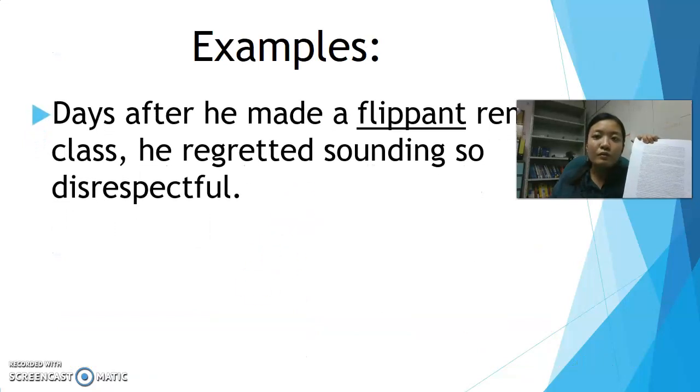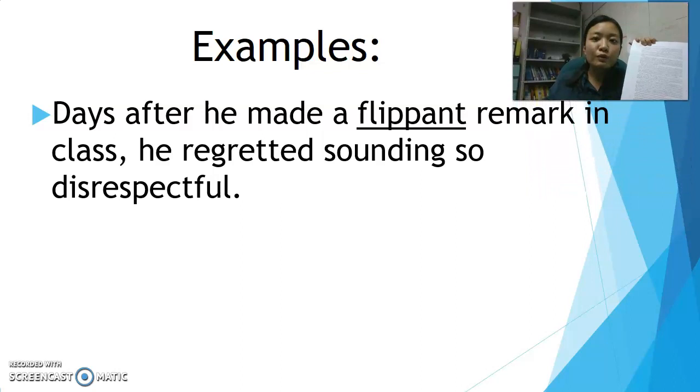For this first one: days after he made a flippant remark in class, he regretted sounding so disrespectful. Which do you think is the answer here? What does it mean by flippant? Here you can guess. Flippant may mean disrespectful because it is referred to the same idea of what he felt. After he made the remark, he felt that he was disrespectful. So what kind of remark was it? It was a disrespectful remark. I hope you get what I mean here. If you don't really understand what I'm talking about, you can always ask me later in class. Or another example for you here.